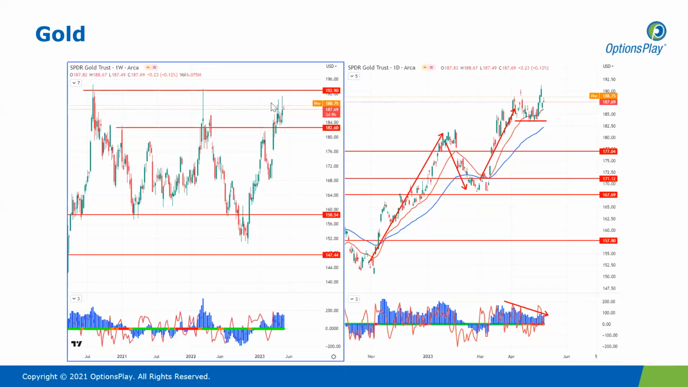So that could be due to the fact that we haven't quite touched that 193 area just yet. Price was a little bit shy. That is a major resistance level. And if we do reach that level, that will form a huge triple top. So we haven't quite got there yet, and that's why we are maybe seeing not so much selling pressure here for gold and potentially a revisit of 192 and potentially 193 to complete the triple top pattern.